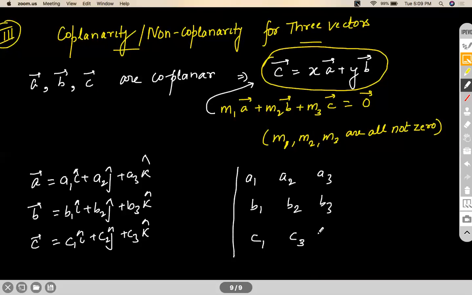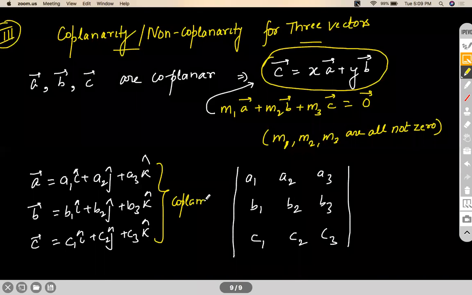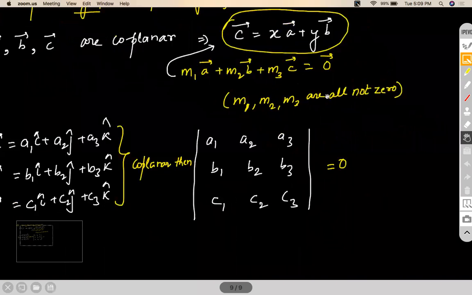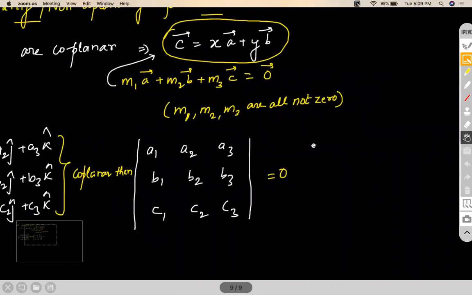and if they happen to be coplanar, so if these 3 vectors happen to be coplanar, then you know what will happen to this determinant? Then this determinant would be 0. Why? Why will it be 0?